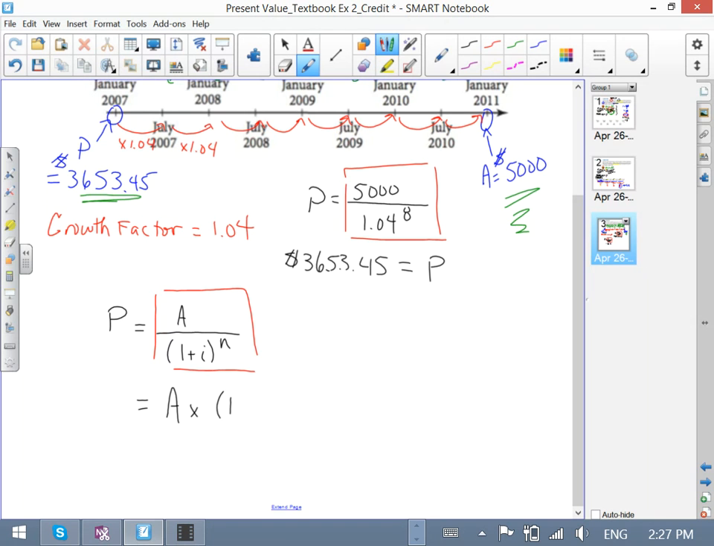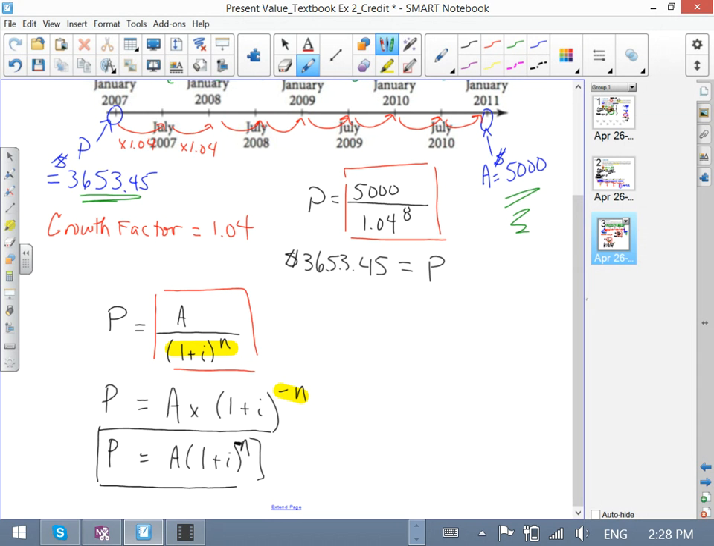Okay. Remember what happens with powers that have negative exponents. If you have any power in the denominator, you can absolutely, we used to say flip it. That means to invert or to reciprocate. So you can flip that fraction around and then change the sign on the exponent. So in short, the formula for present value is this here, and that's to the minus n. So A times 1 plus i to the minus n.